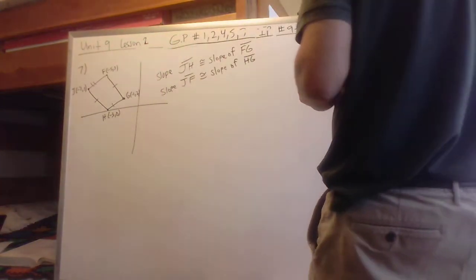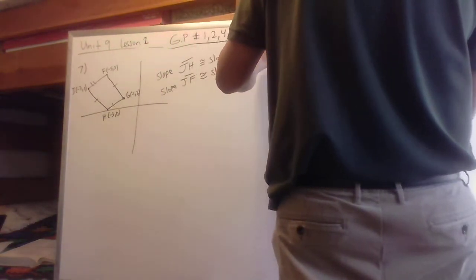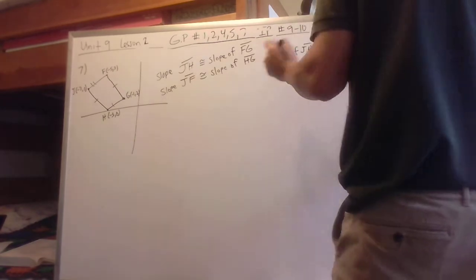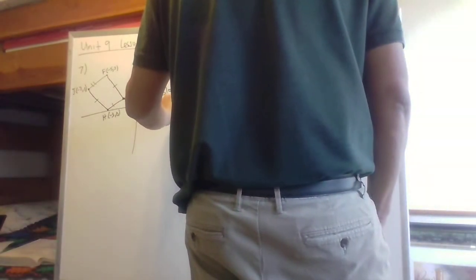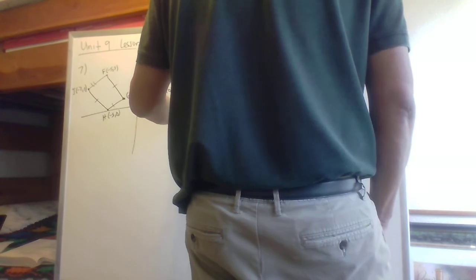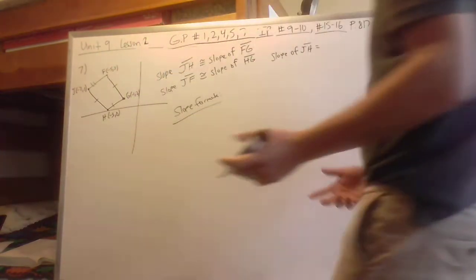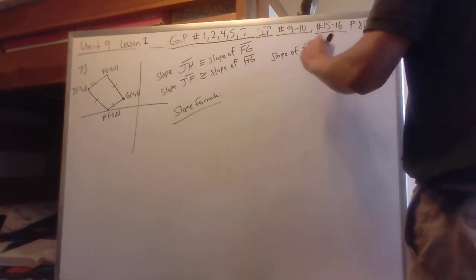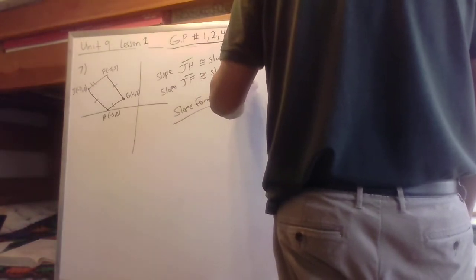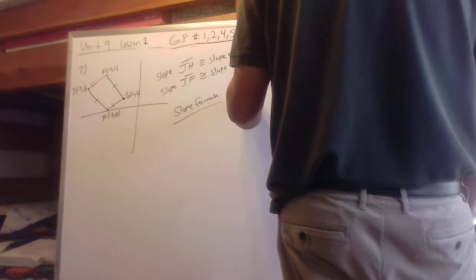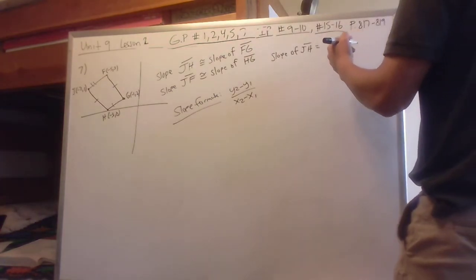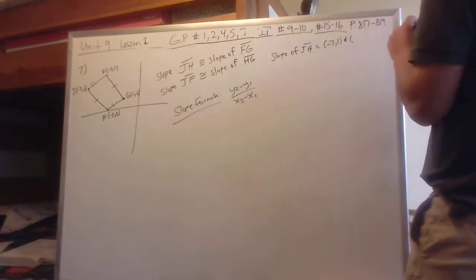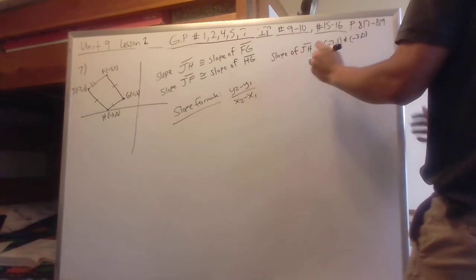So what we're going to do is find the slope of JH. What's the slope formula first of all? I know we've gone over this over the last semester and this semester as well. The slope formula is y2 minus y1 over x2 minus x1. So for JH, we're going to take J's coordinate, which is negative 7, 1, and H's coordinate, which is negative 3, 0. And we're just going to plug it in.